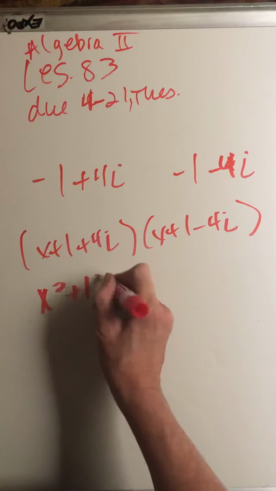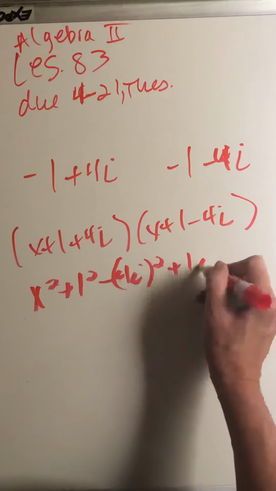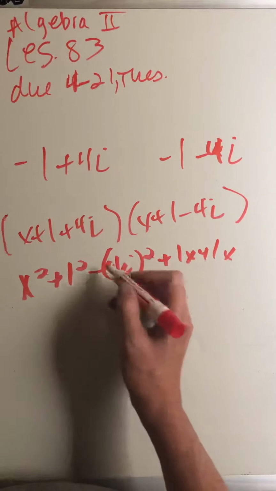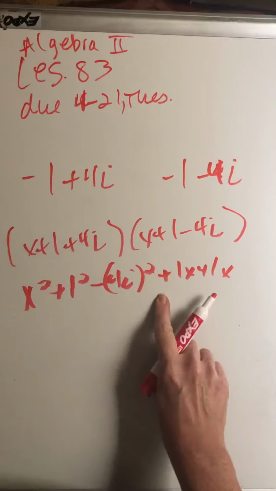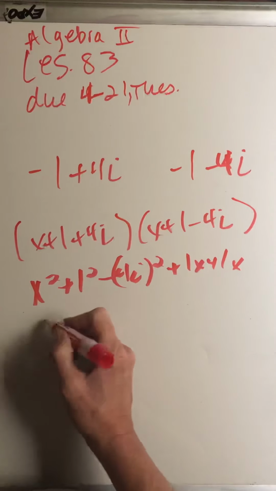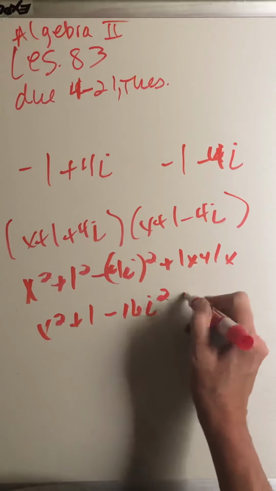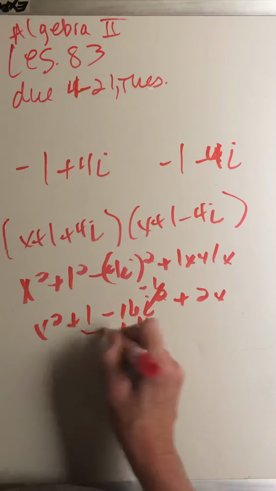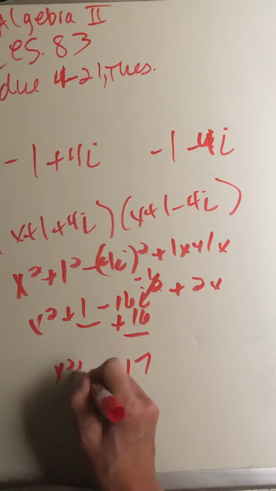X squared plus 1 squared minus 4i all squared plus 1x plus 1x. That's the shortcut. Square the variable, square the real, square the imaginary with a subtraction. Find the product of the two. Here that is a plus 1, so those are both plus 1x's. X squared plus 1 minus 16i squared plus 2x. i squared again is -1, that makes it a positive 16. 1 plus 16 is 17. X squared plus 2x plus 17 equals 0.